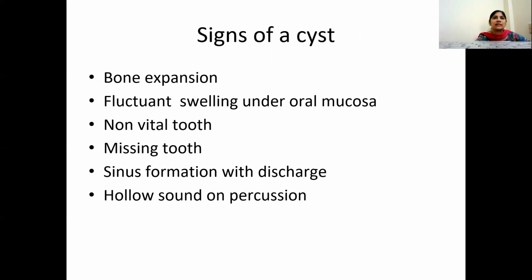What are the signs of a cyst? When there is a cyst, you can find all these signs also. There will be expansion of the bone and fluctuant swelling under the oral mucosa. It will usually be associated with a non-vital tooth, and sometimes a missing tooth will also be seen.